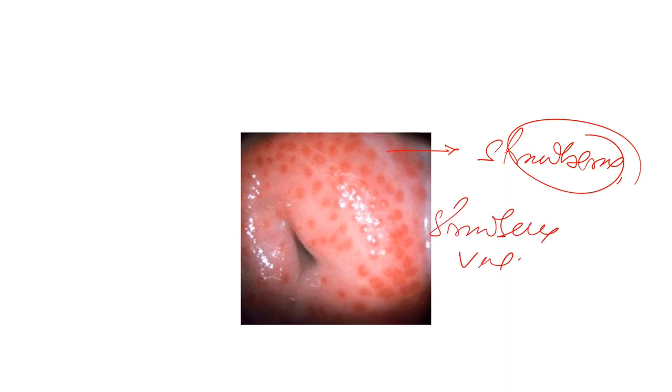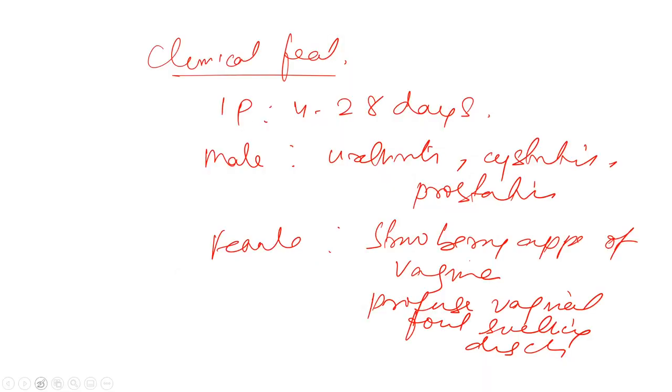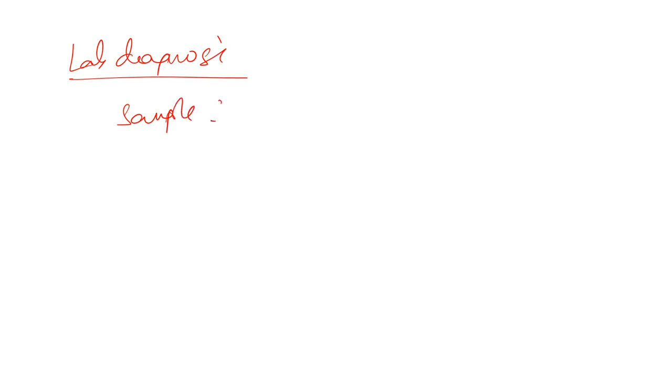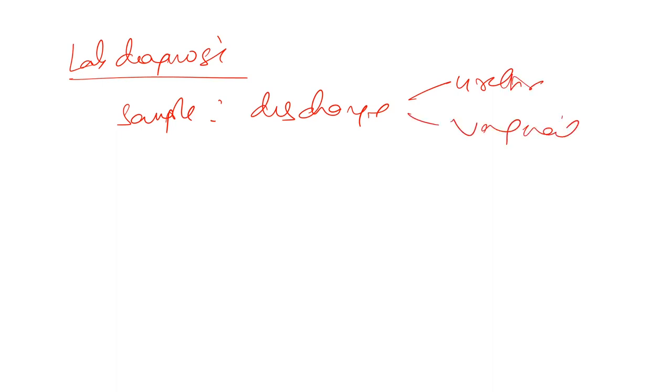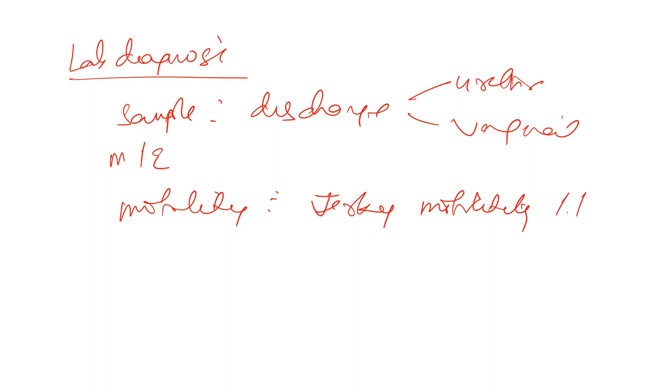So this is strawberry vagina. You can see it looks like strawberry. This is strawberry vagina, and this is characteristic of Trichomonas vaginalis. Now let's see what is the lab diagnosis. What do you do to diagnose it in lab? We take sample that is discharge from the urethra or vagina. In microscopic examination we see motility. In case of Giardia we saw falling leaf motility. In case of this Trichomonas we see jerky motility, also known as twitching motility.